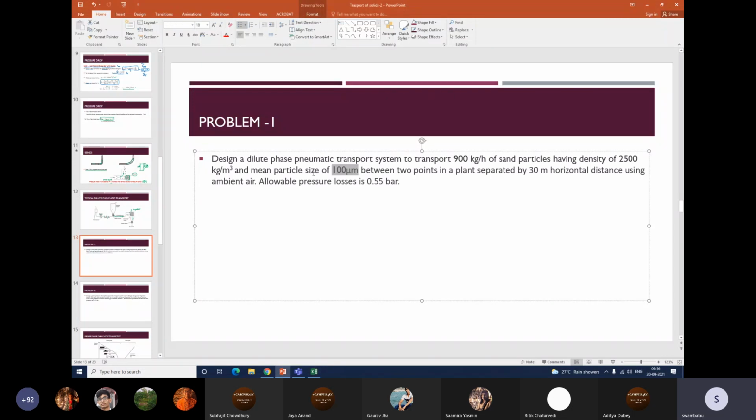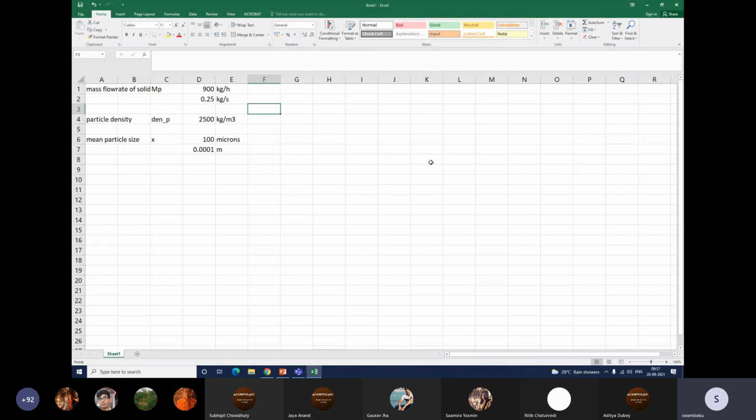This is given. Design a dilute phase pneumatic transport system to transport 900 kg per hour of sand particles having 2500 kg per meter cube density and a particle size of 100 microns. And we need to use a horizontal pipe having a distance of 30 meters. So the length L is 30 meters. Allowable delta P is 0.55 bar.